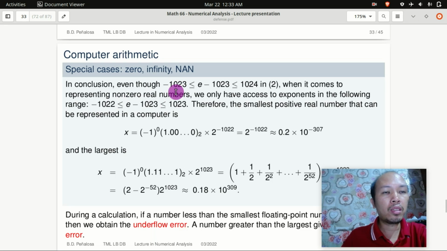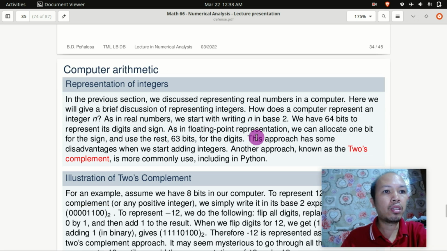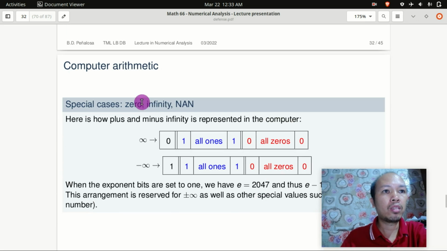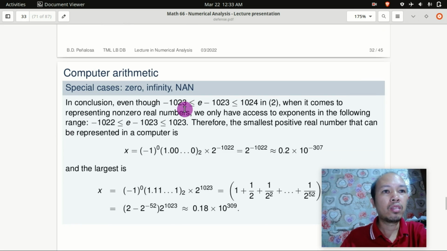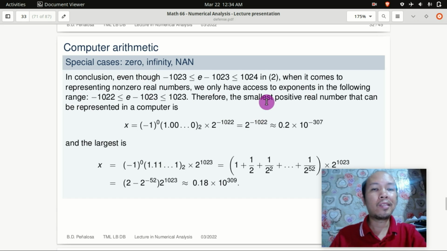I forgot to mention that those numbers in the endpoints will represent the special numbers: 0, infinity, and none. So this is the reason why we can access up to these numbers only. And I also made a mistake here.